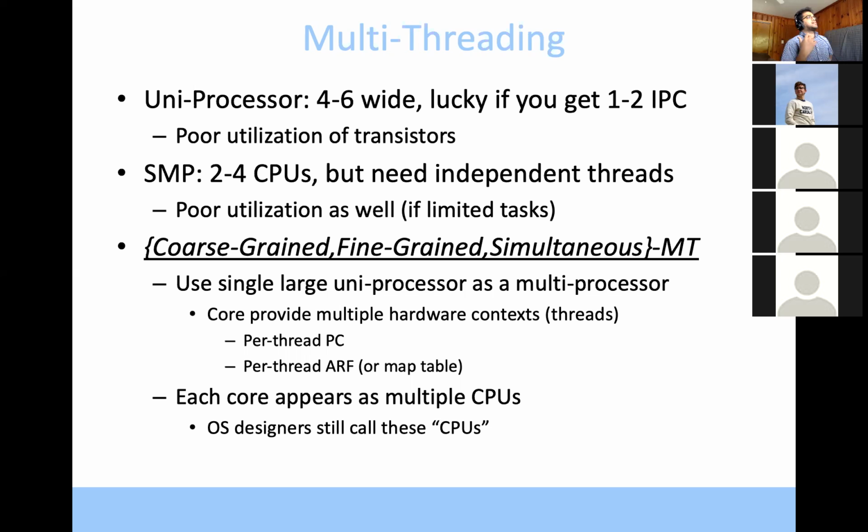But then you can do something like coarse-grained, fine-grained, or simultaneous multi-threading, where a single large uniprocessor is treated as a multiprocessor. So if you have one core, this one core doesn't run one thread of execution at a time, it can actually run multiple. There are different ways of doing that, and that's why you have 3 things there. The only additional hardware support that you would need for running multiple threads of execution is a per thread PC, program counter, and then a per thread map table or architecture register file or whatever.